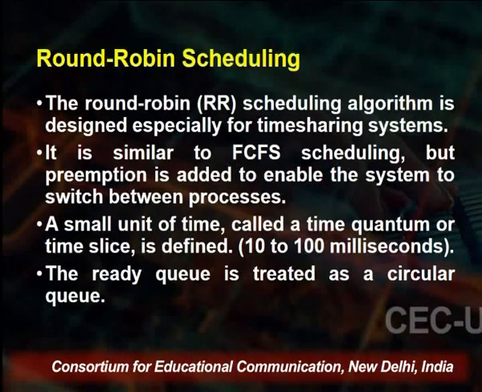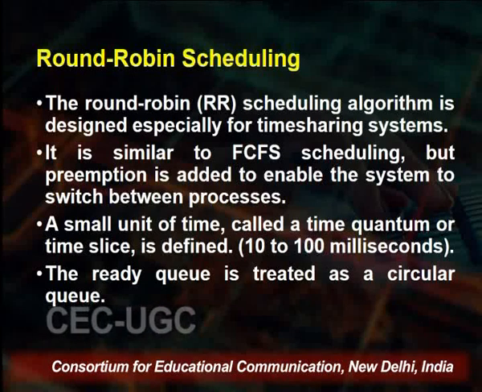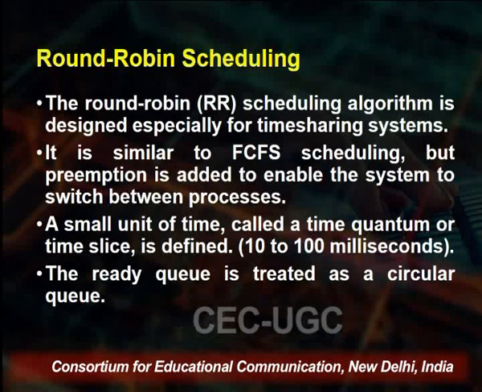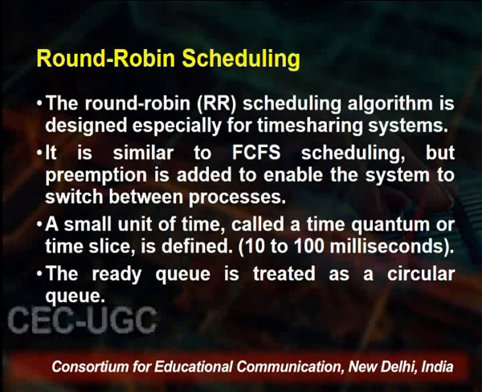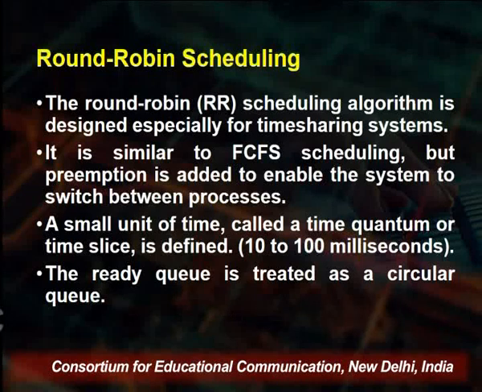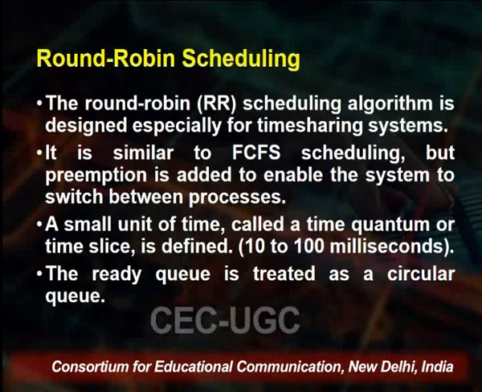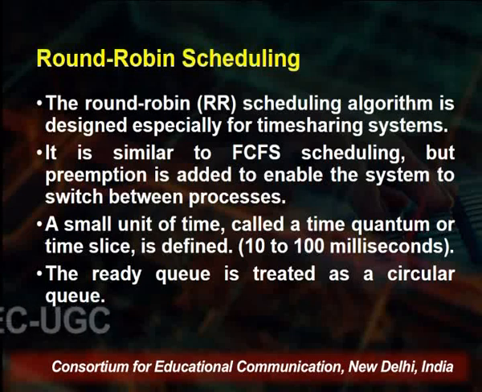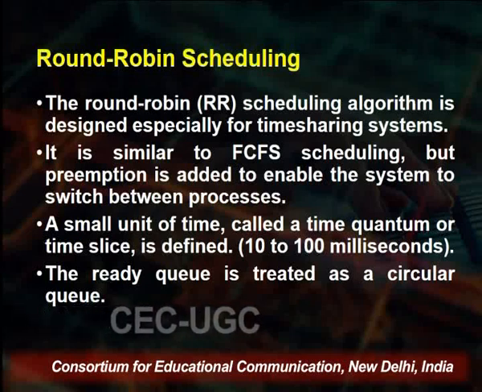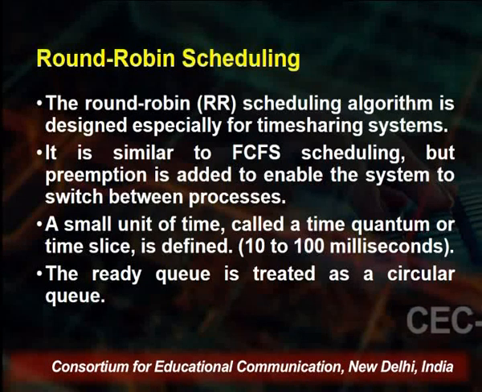Round robin scheduling is very useful in time sharing systems or real time systems, where every process has to get a slice of the CPU's time, which we call the time quantum or the time slice. This is a small unit of time and it is called the time slice. Generally in modern day systems, this time slice could be 10 to 100 milliseconds.